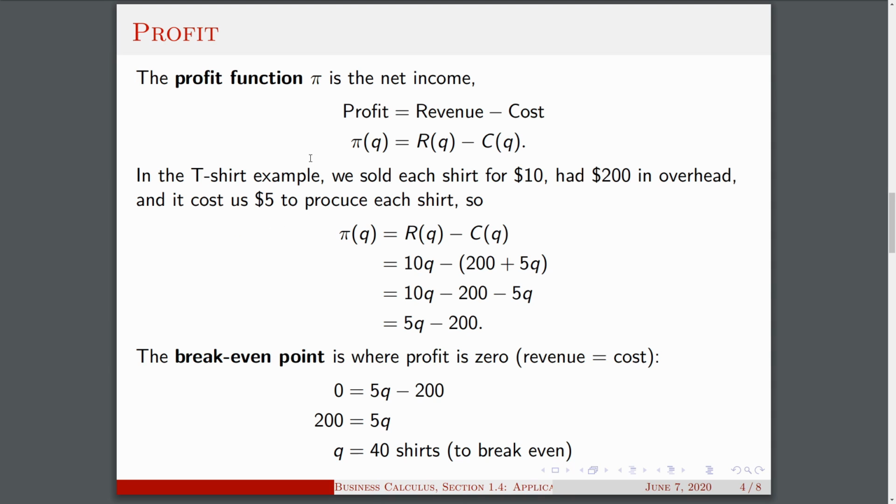Why don't they use capital P for profit? Well, typically we use capital P. We'll actually use it in the next section, I think, for exponential functions, for principal. They use capital P, so we can't use that. We've got to use something else. We'll use pi.